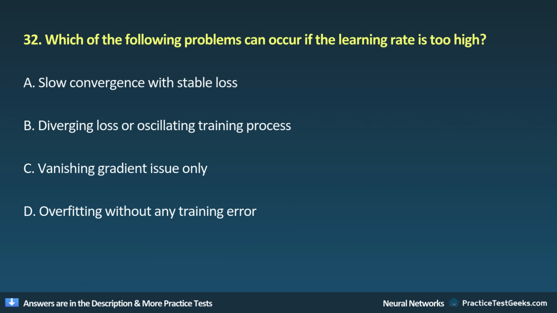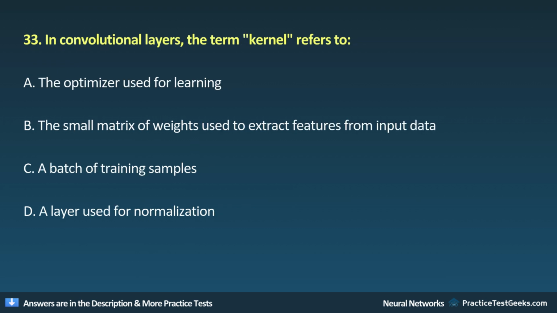32. Which of the following problems can occur if the learning rate is too high? A. Slow convergence with stable loss. B. Diverging loss or oscillating training process. C. Vanishing gradient issue only. D. Overfitting without any training error. 33. In convolutional layers, the term kernel refers to: A. The optimizer used for learning. B. The small matrix of weights used to extract features from input data. C. A batch of training samples. D. A layer used for normalization.